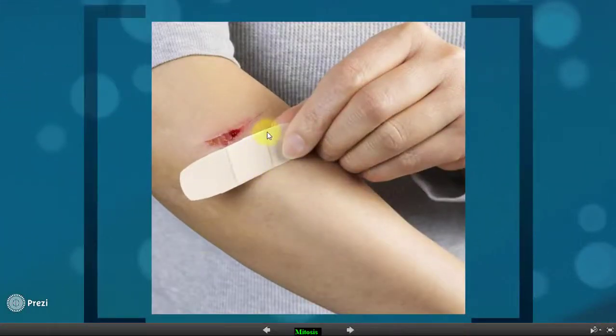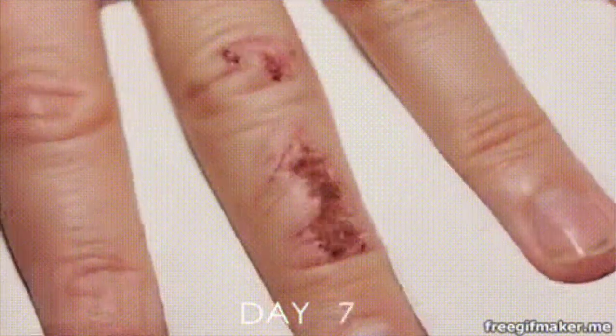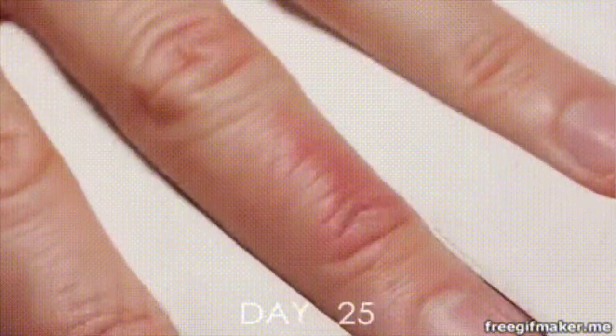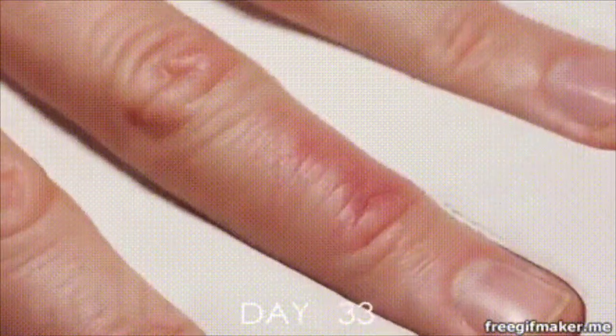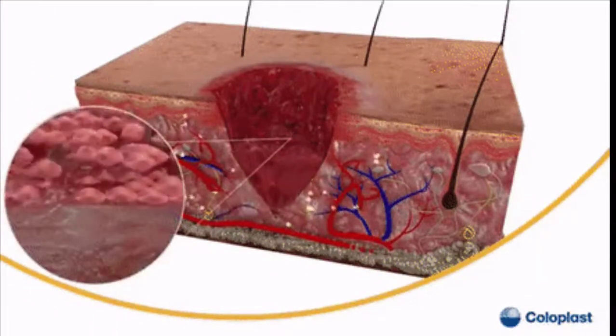Look down at your leg or your arm to find some cut and you have no idea how it got there. So you put a bandage on it, and a few days later it's gone. It's all healed, and you don't even think anything of it, of this amazing process that causes this to happen.